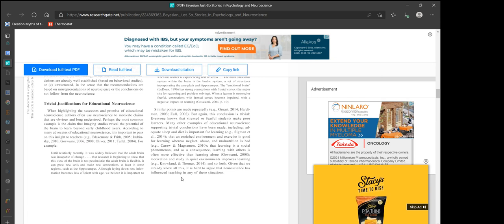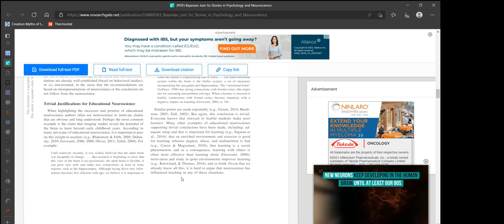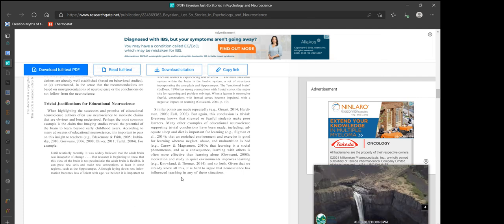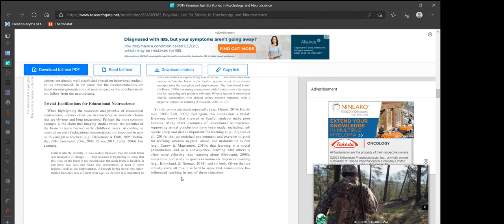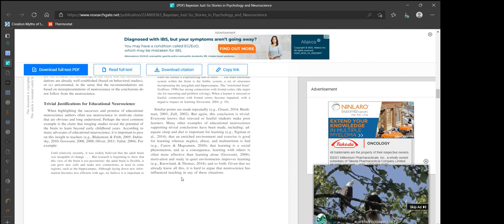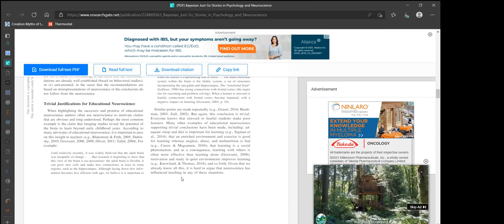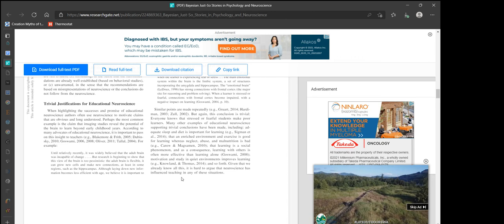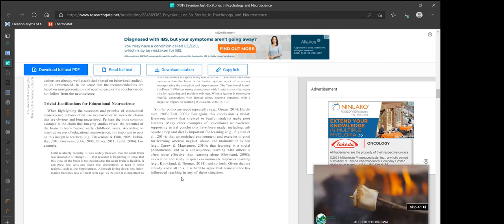Trivial justifications for educational neuroscience. When highlighting the successes and promise of educational neuroscience, authors often use neuroscience to motivate claims that are obvious and long understood. Perhaps the most common example is the claim that imaging studies reveal the potential of the brain to learn beyond early childhood years. According to many advocates of educational neuroscience, it is important to pass on this insight to teachers.